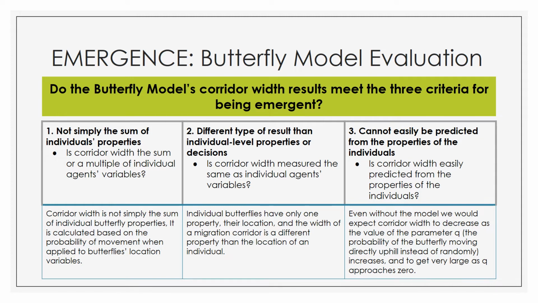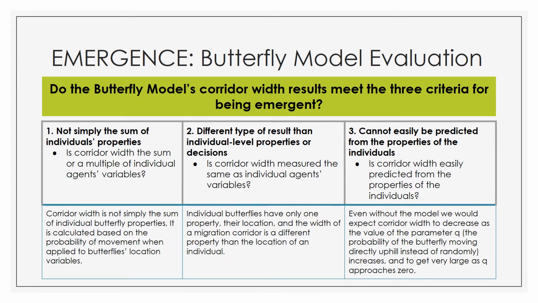Number one, corridor width is not simply the sum of individual butterfly properties and is a different type of property from the properties of individuals. The individual butterflies have only one property, their location, and the width of a migration corridor is a different property than the location of an individual. And remember that we discovered earlier that butterfly corridors changed qualitatively when we switched from a simple artificial landscape to a realistically complex landscape. So corridor width emerges from the environment as well as from butterfly behavior.